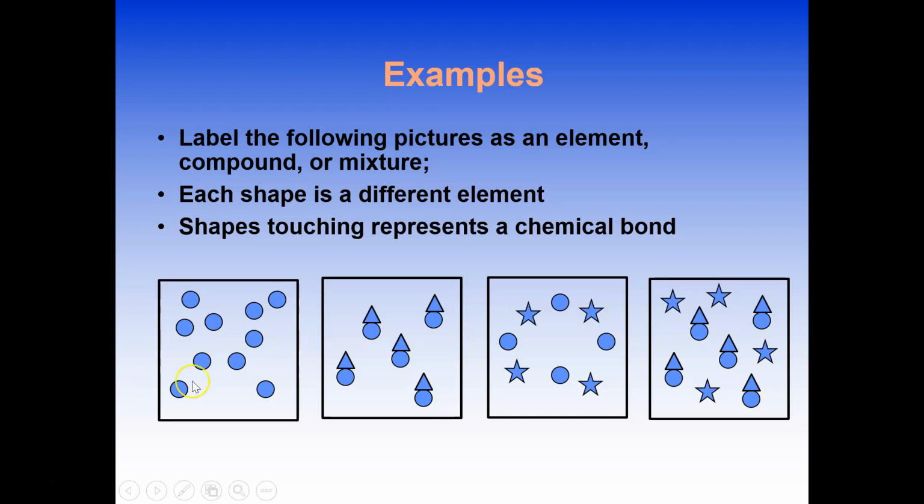All right, so in box number 1, we had only one shape, making an element. In box 2, we had two shapes, but they were all touching each other, making them a compound. In box 3, we had two different shapes, but they weren't touching each other, making it a mixture. And in our final box, we have kind of a combination of boxes 2 and 3. It is also a mixture. It has compounds in it, but it also has other things making it a mixture.